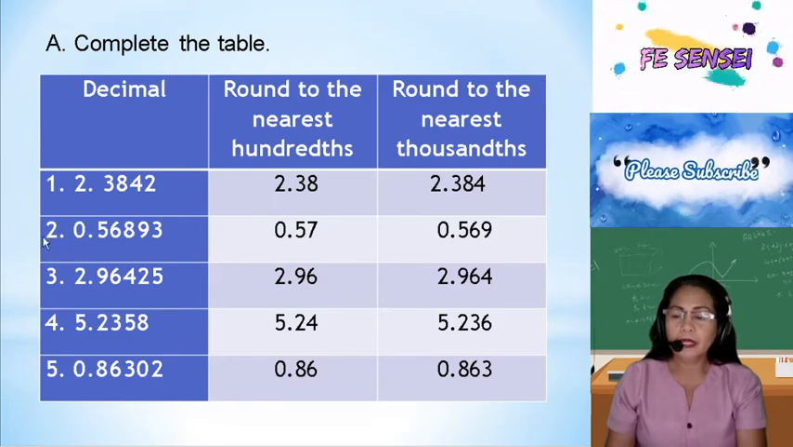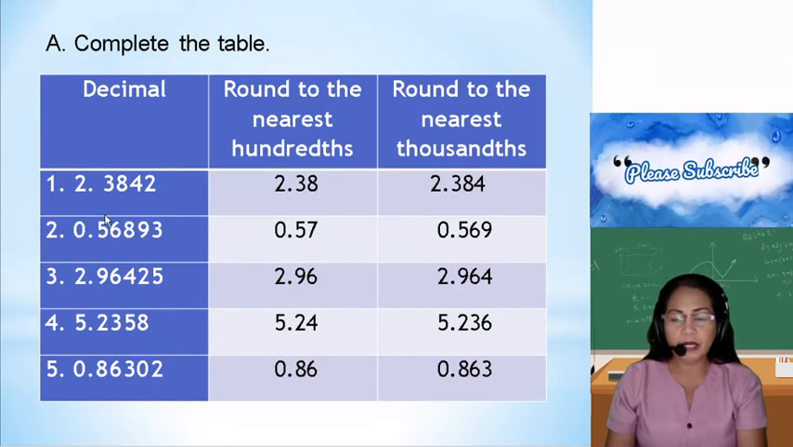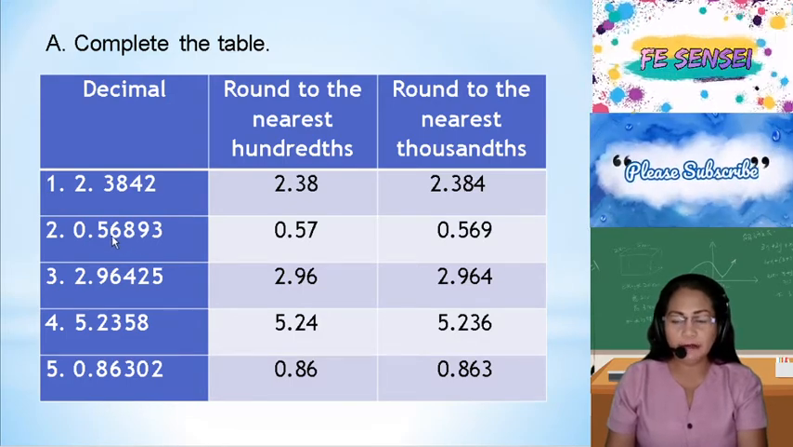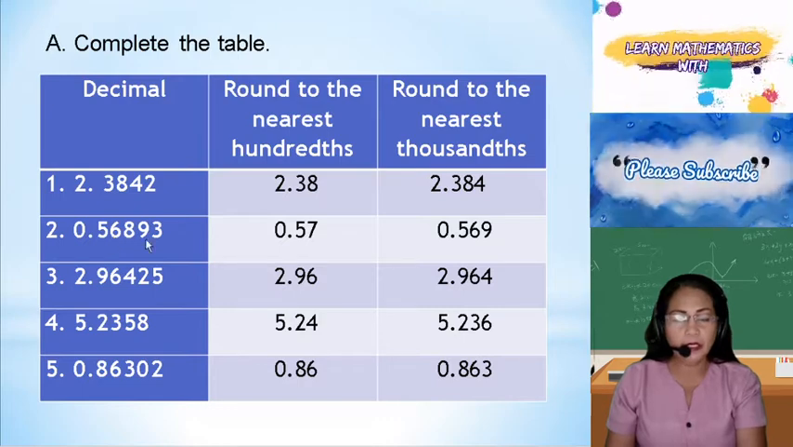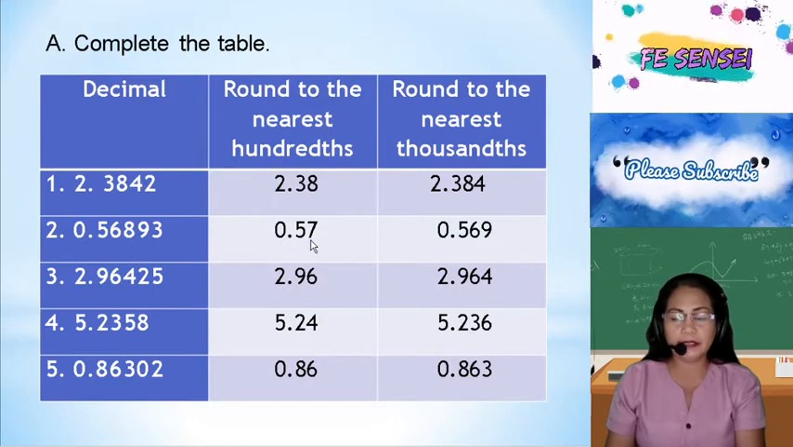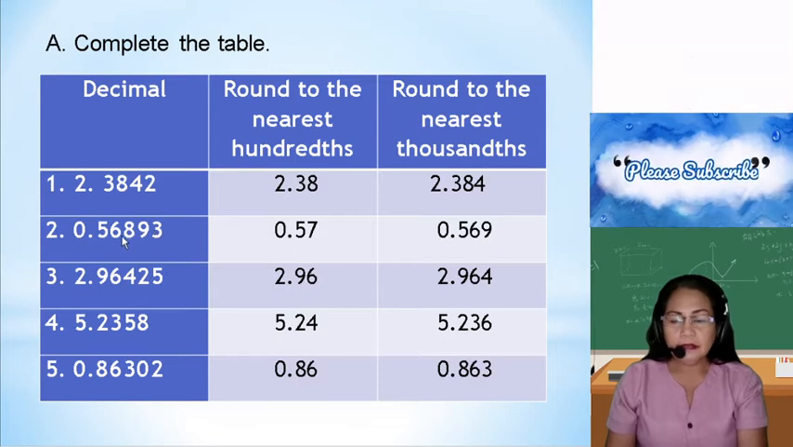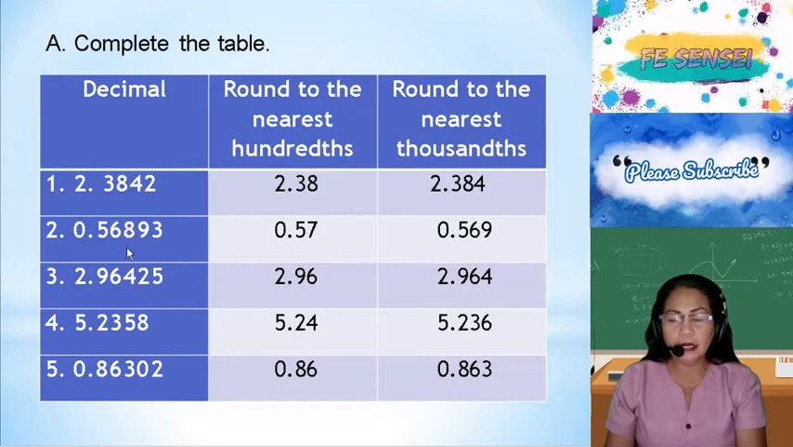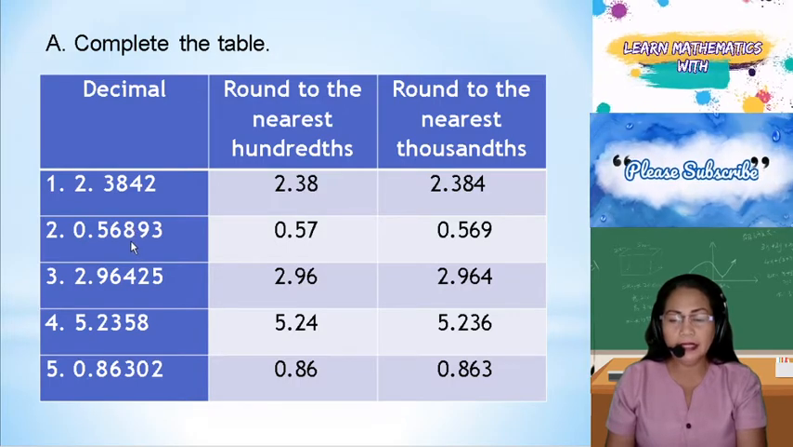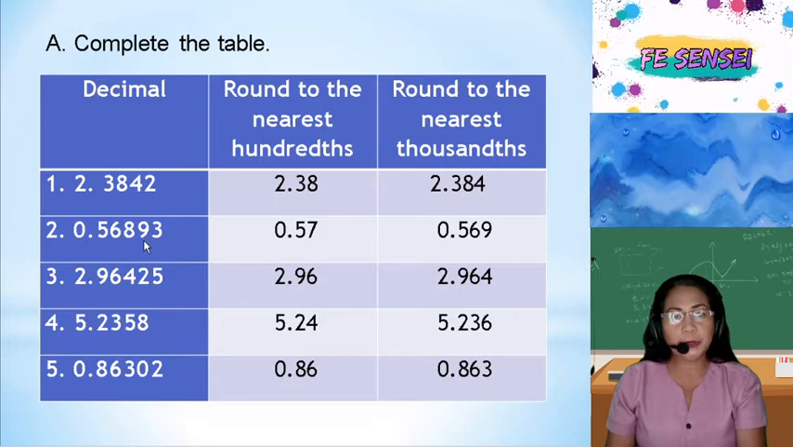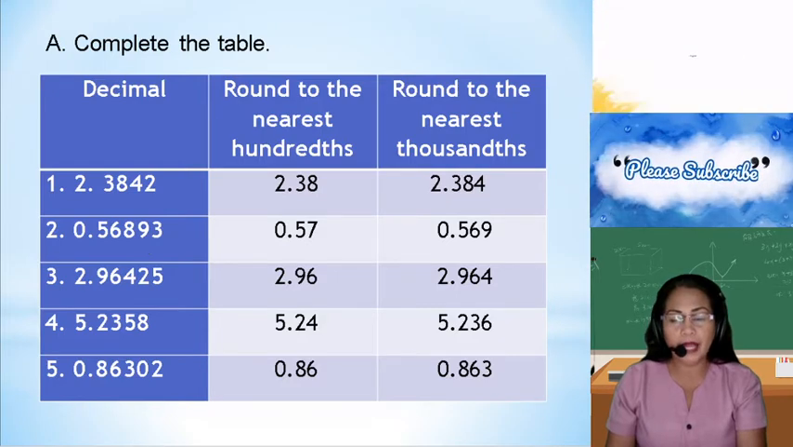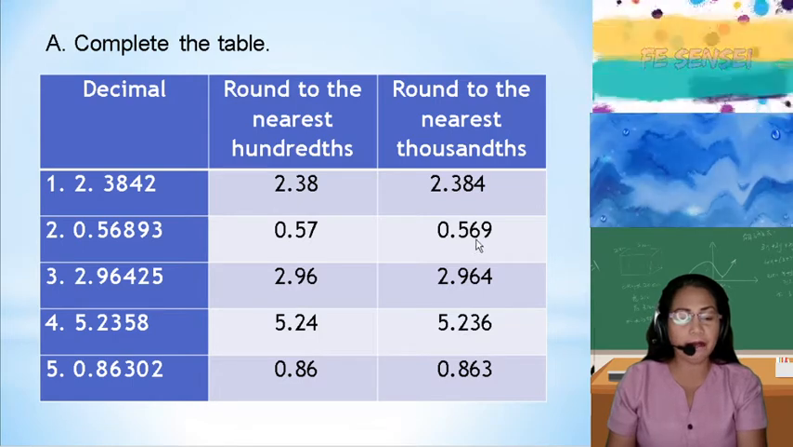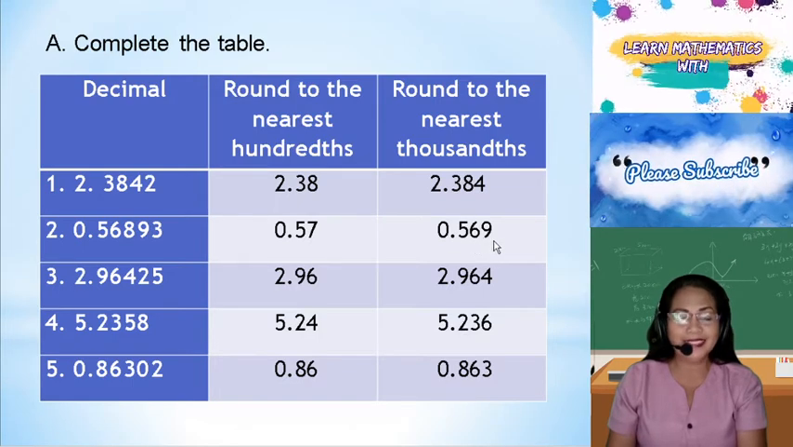thousandths. Number 2, the number in the hundredths place is 6. The number to the right is 8. Therefore, 6 plus 1 is 7. So the answer is 57 hundredths. Then, the next number, you're going to round this number to the nearest thousandths. The number in the thousandths place is 8. The number to the right is 9. It's round up. Therefore, 8 plus 1 equals 9. So the answer is 569 thousandths.